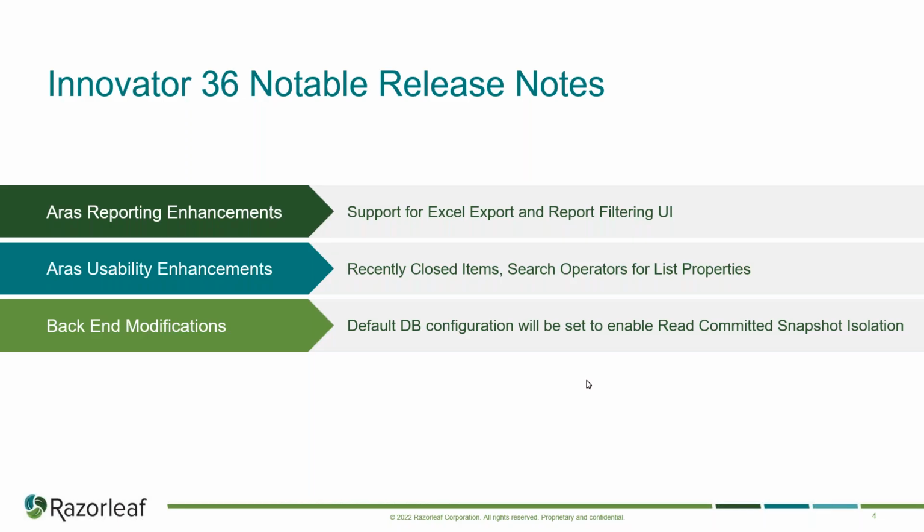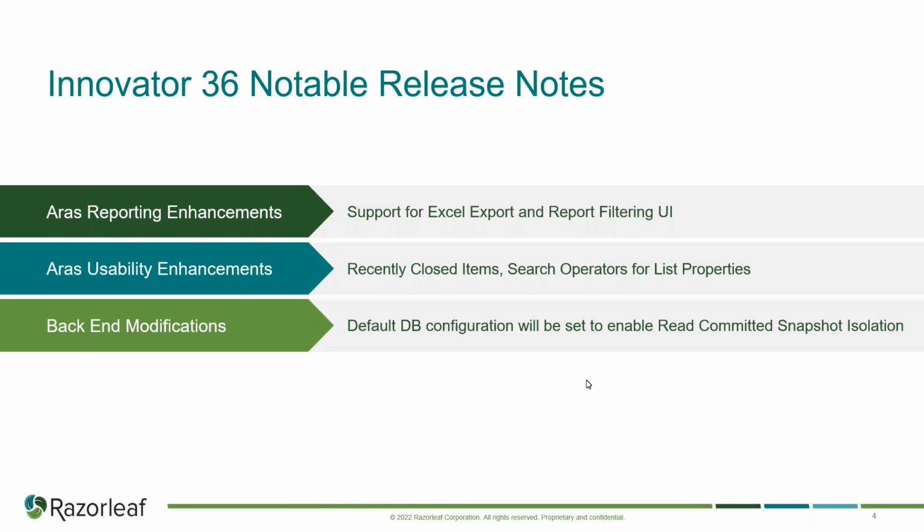The next thing is some more usability enhancements. Recently closed items is a new feature. Every time you close a tab, it helps you navigate back to it just in case that tab was closed by mistake. And then there's some new functionality around list properties where we can now make use of search operators. So maybe we want to search or filter down by everything that is not a specific list item. We can now make use of those operators, as you may be familiar with them, through the blue bar search, etc.